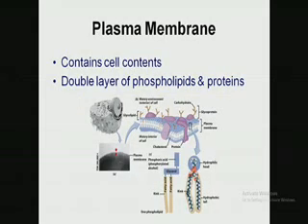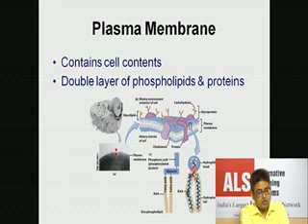Plasma membrane. Regarding the plasma membrane, I told you that it contains the cell contents. It has a double layer of phospholipids and proteins. And what is a phospholipid? It is a molecule containing phosphoric acid bound to glycerol, and glycerol is attached to two fatty acid molecules. So it has two tails and one hydrophilic head, right?